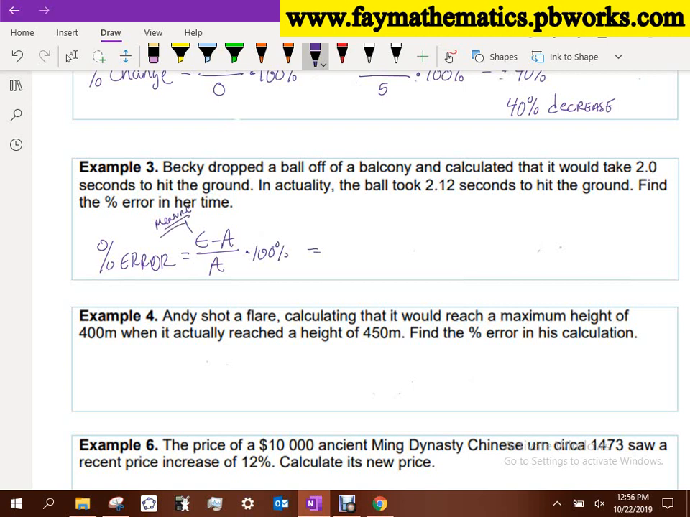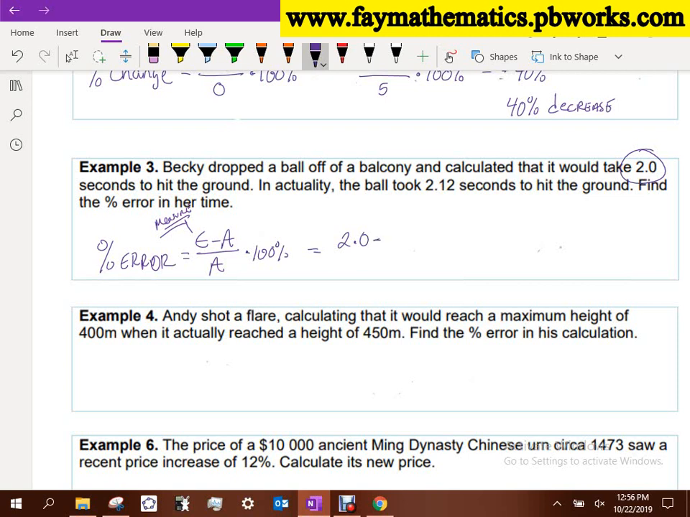We measured it, right? She said Becky dropped the ball off the balcony and calculated that it would take 2.0 seconds. The idea is that she knew when she dropped the ball, she'd hit the stopwatch, and when it was going to hit the ground, she'd hit the stopwatch again to stop it. Well, really what happened, she stopped it a little bit short, before it hit the ground. There's going to be human error in a lot of these things when we use stopwatches like this. So 2.0 is my estimated or measured value.